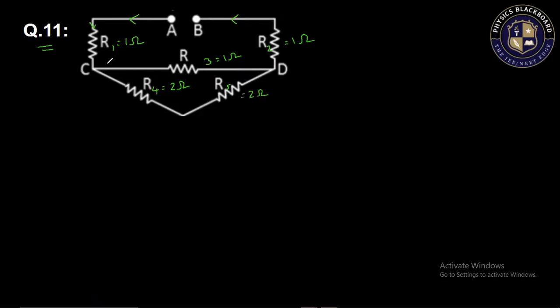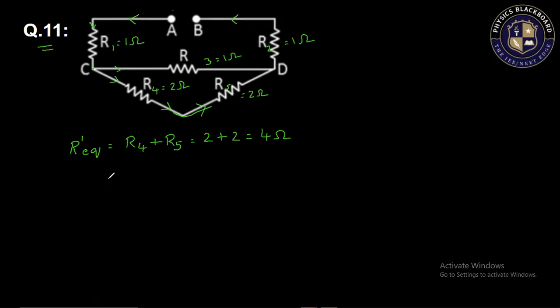Now you see here at point C, the current which is coming from R1 will divide at this point, across R3 and R4. Now the current which is passing through R4, the same current passes through R5. So now you can say that R4 and R5 are in series connection. So R double dash equivalent is equal to R4 plus R5. What is R4? 2. R5, 2. So 4 ohms is the equivalent resistance.